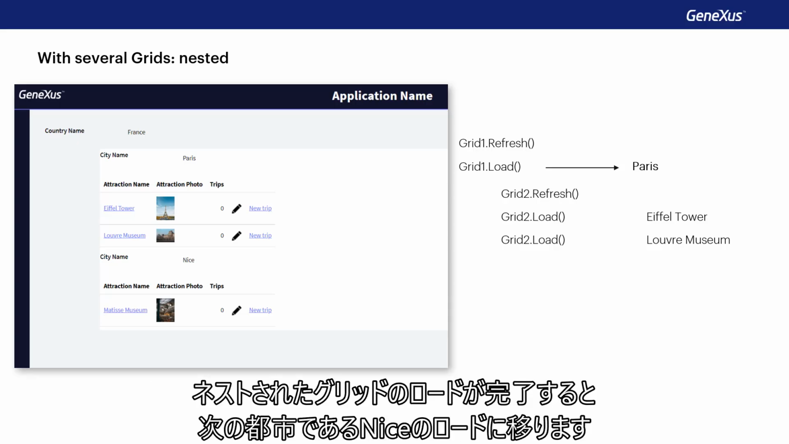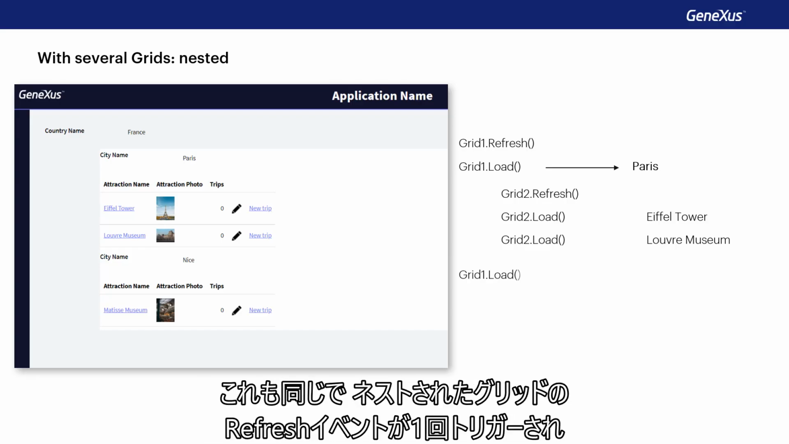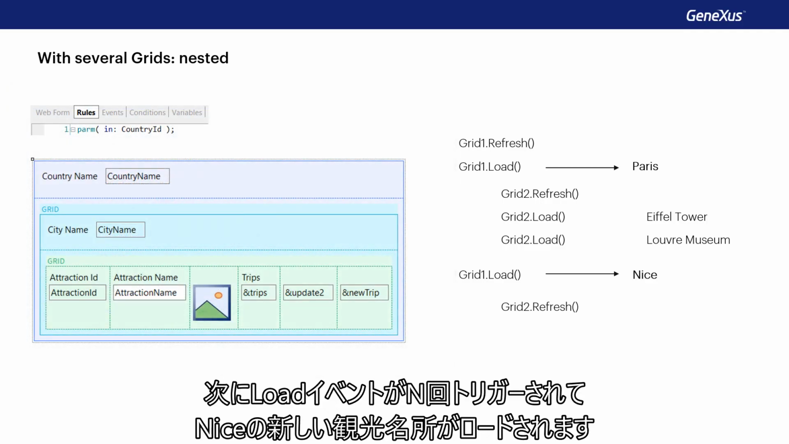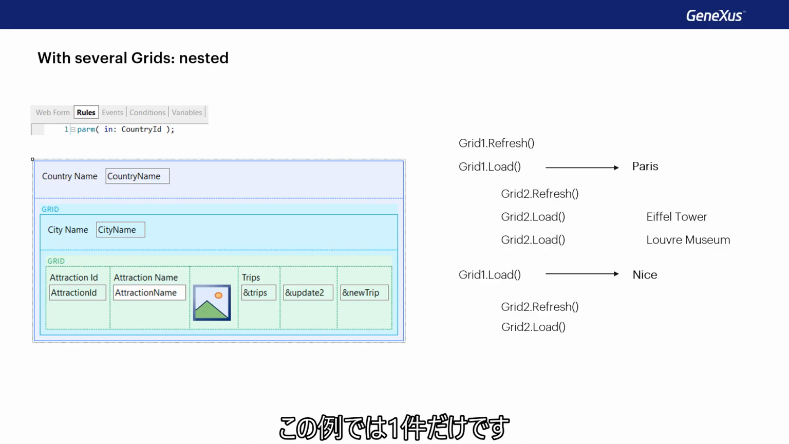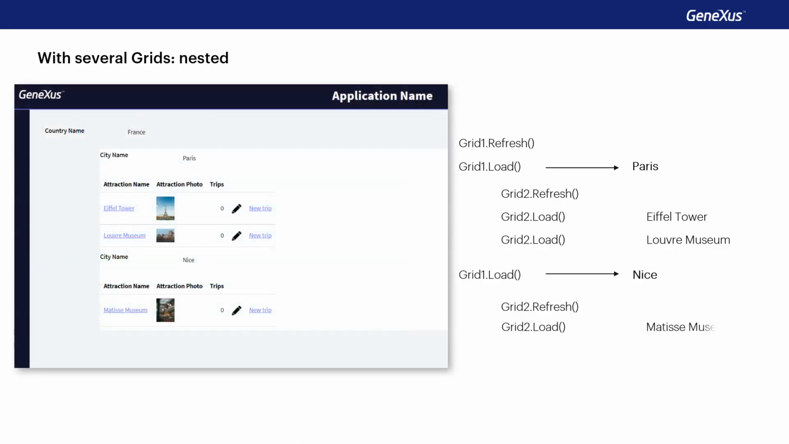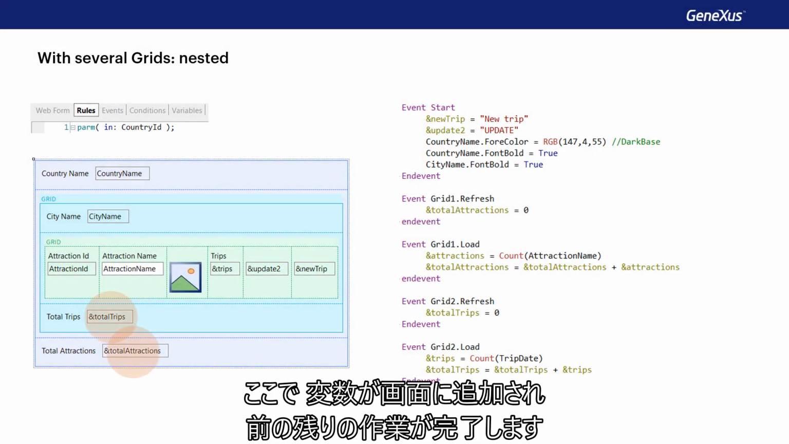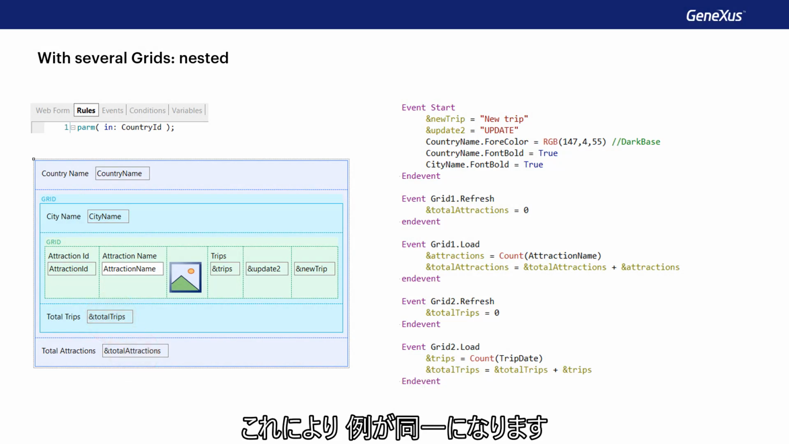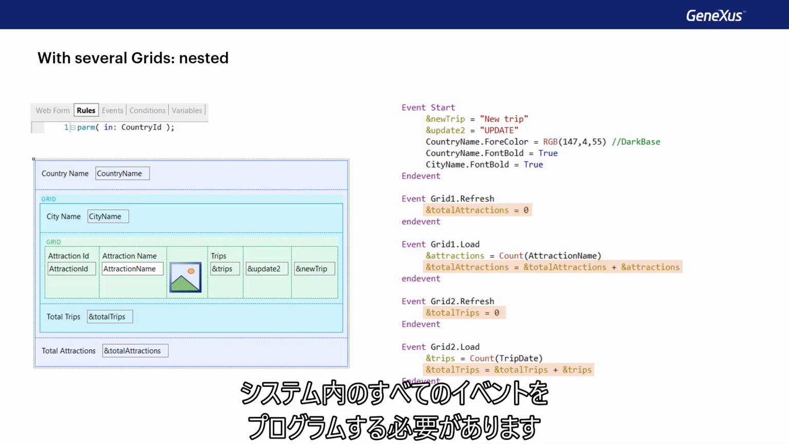Once the load of the nested grid is concluded, it'll move on to load the following city, Nice, and it'll be the same, triggering the refresh event of the nested grid once to then trigger the load event n times for loading the new attractions in Nice, which in this example is just one. Here, the variables are added to the screen to complete the rest you had previously. This will make the example identical, with the need for programming all the events in the system.